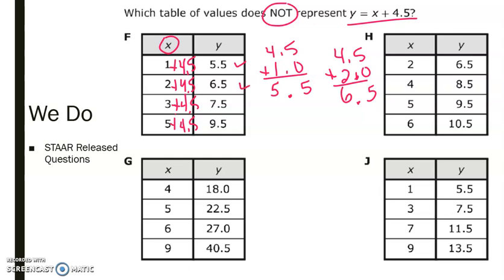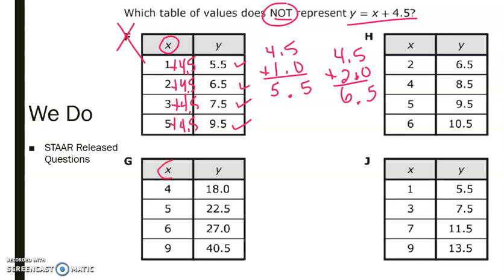And the pattern is going to continue. So 3 plus 4 5/10 is 7 5/10. That is correct. 5 plus 4 5/10, that's 9 5/10. So all these values are correct, but remember, we're looking for one that's not. So this is not correct because it is equal to 4 5/10 plus x.